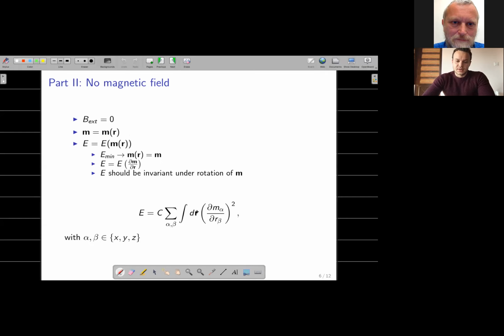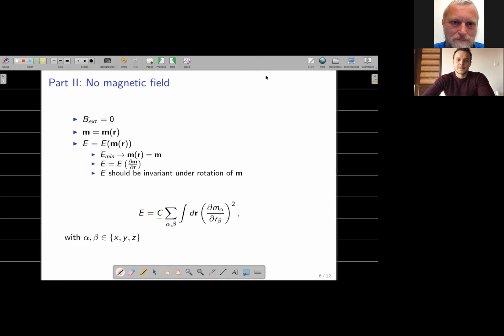How can one explain this? So we have some sort of a constant for now. Alpha and beta are just the three directions. We have an integration over all spatial coordinates. And as you can see, we have the first derivative of the magnetization components with respect to the spatial coordinates. And the square comes from the fact that the energy should be invariant under rotation.